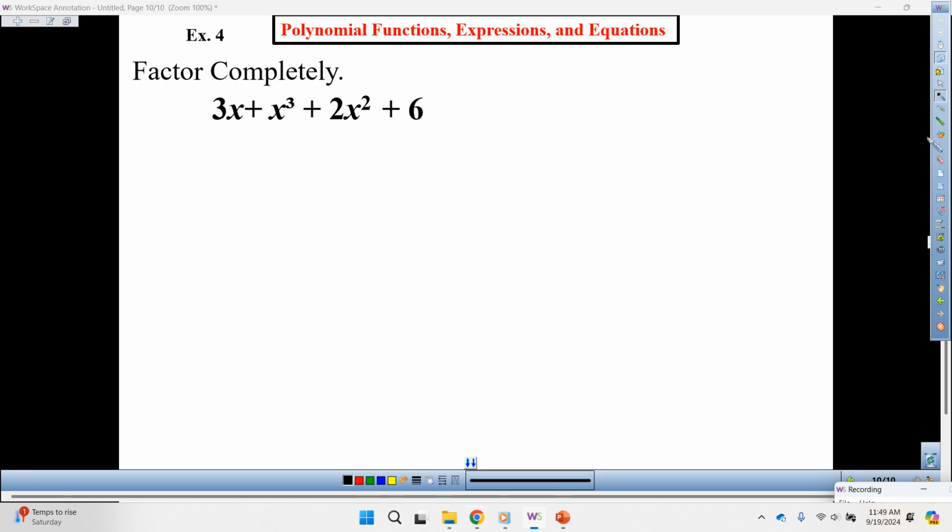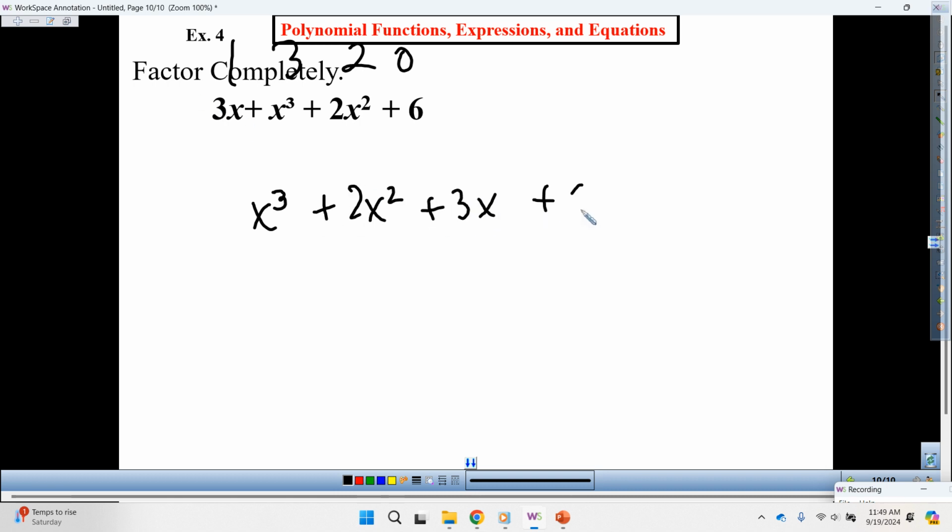First step, what do we check? Standard form, 1, 3, 2, 0. Is it in order? No. X cubed plus 2x squared plus 3x plus 6. But what do you guys notice now? We have how many terms? 4. So watch what I'm going to do.